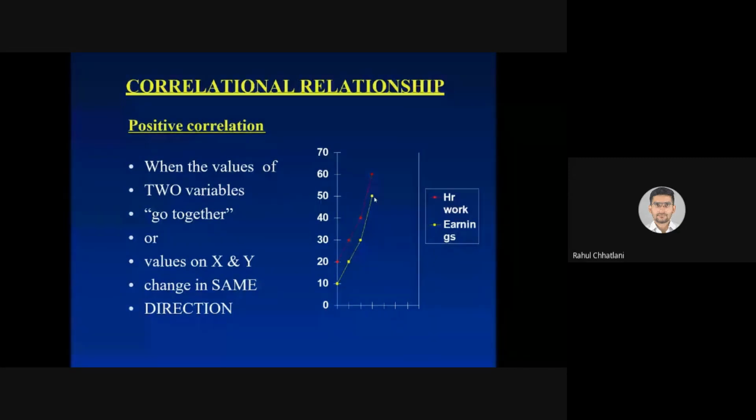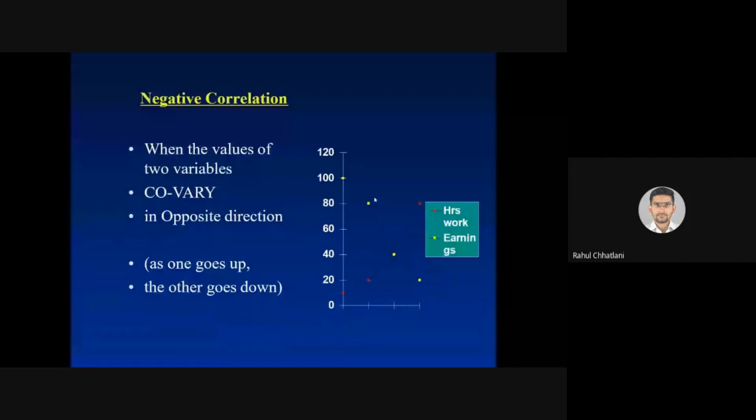There can also be negative correlation when the values of two variables co-vary in opposite directions. So take the same example, or you can take the example of a student using a mobile and its effect on marks. Yes, so if you use mobile more, the marks will start depleting. Yes, so that is also an example of negative correlation.